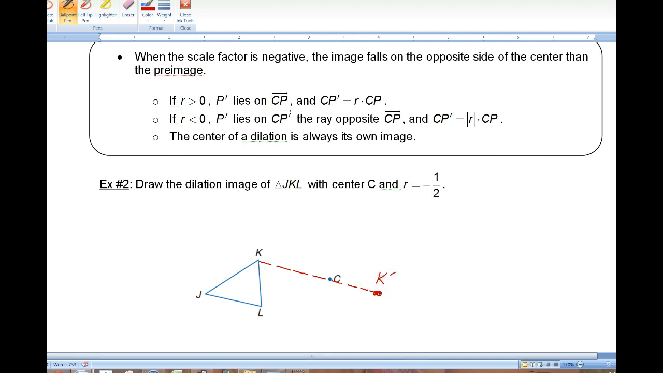Okay, I get this. Now we do the same thing with the other ones? Yeah, go ahead and do the same thing with J, and the same thing with L. You're going past it because it's negative. We continue past the point because it's negative. It's on the opposite side. It literally just goes across C. If it was just a half, we would put it right in the middle.